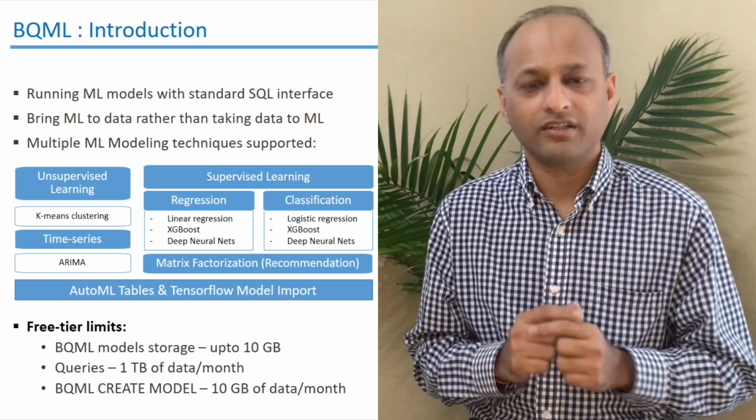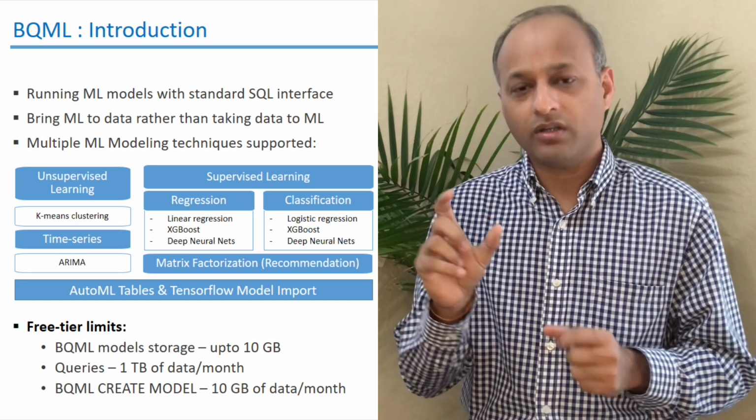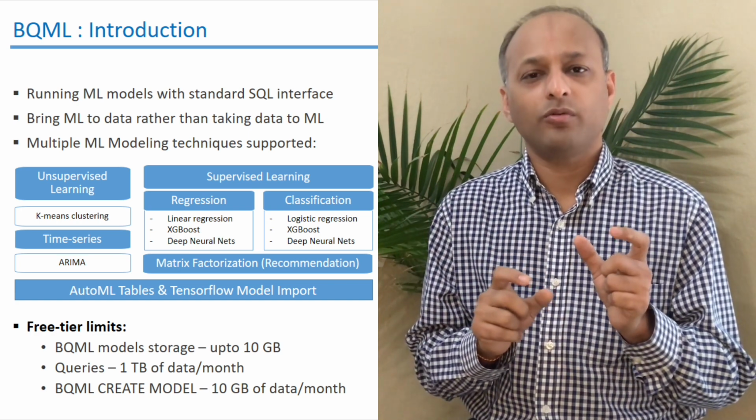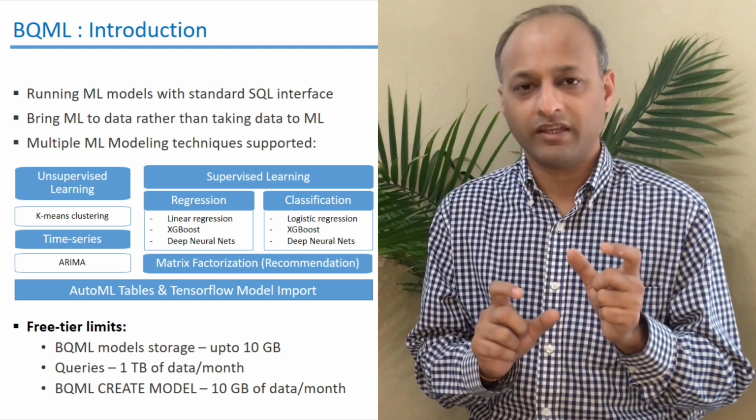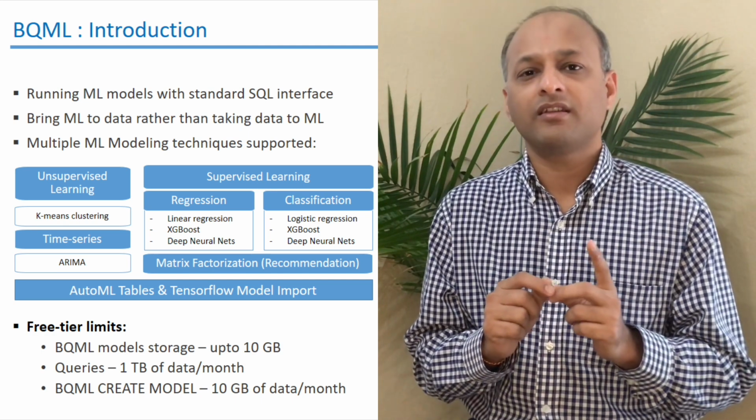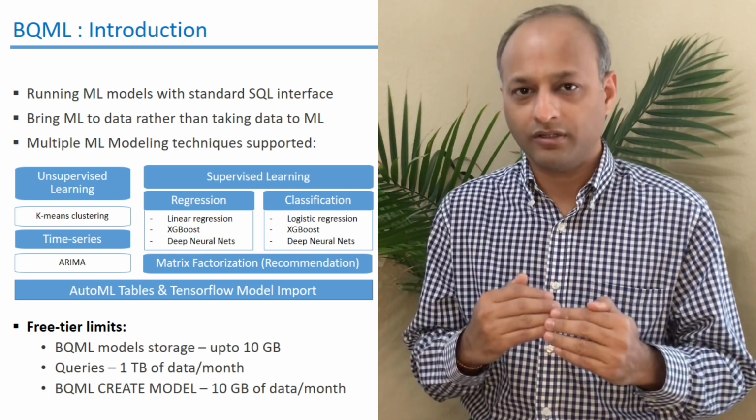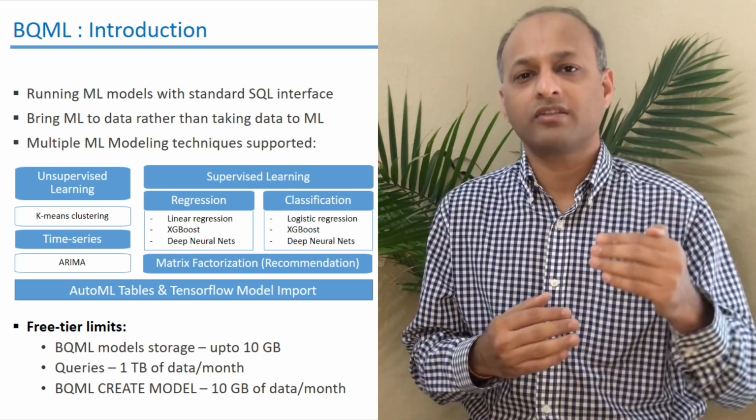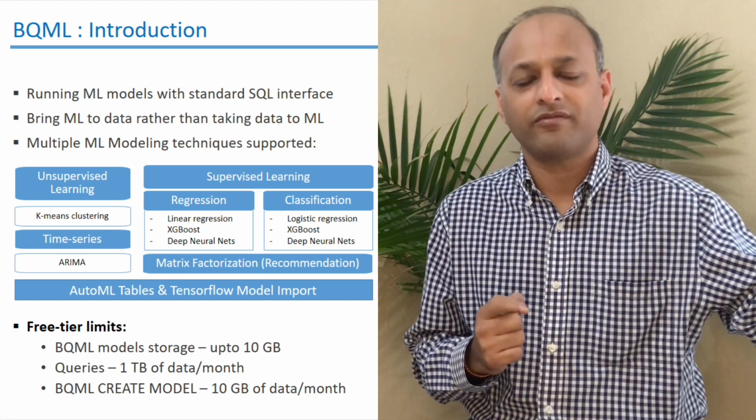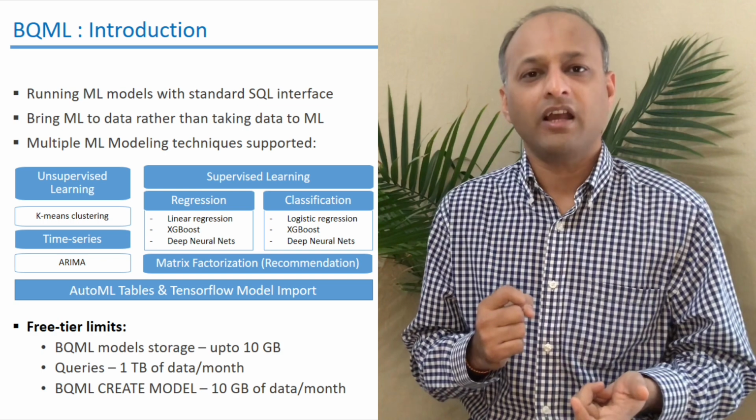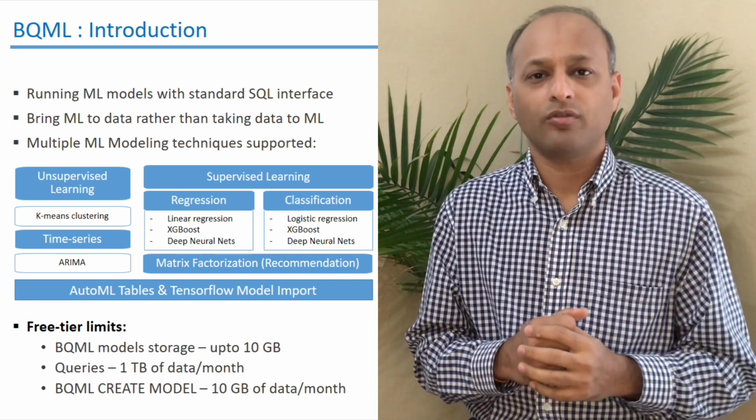Create model is essentially the statement you use to create a new predictive model. So when it comes to create model, the maximum amount of data that you are allowed to process is 10 GB. Keep in mind, BigQuery pricing is based not on how much data is returned, but on how much data is processed to return that data. So if you process a 10 GB data set, for example, to get a 100 MB output, the processed data is 10 GB, and that is what counts against your quota.